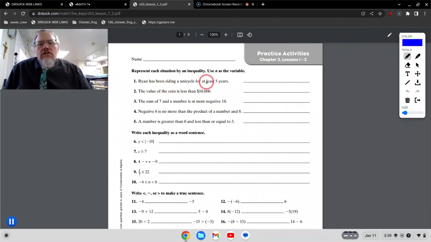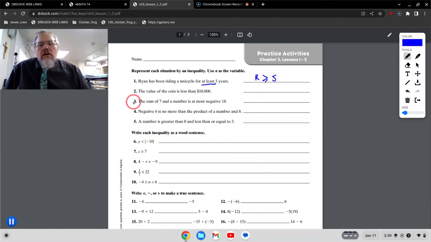Ryan's been riding our unicycle for at least, keep in mind, at least 5 years. So I'm going to put R for Ryan. When it says at least, that means he could be more than 5 years, so it can be greater than or equal to 5 years.